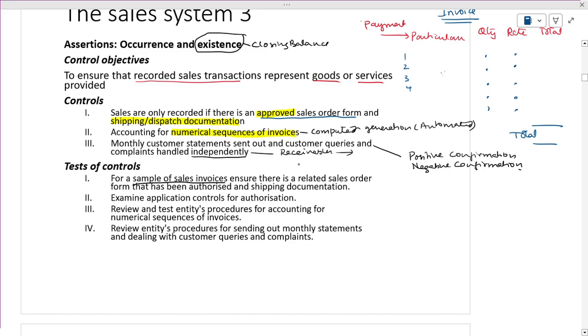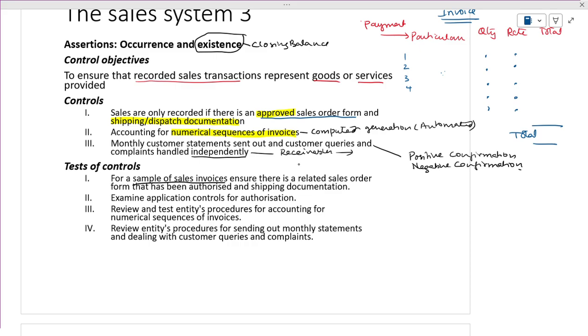See what is happening. I am sending you a message. I am your client. You are sending me a message saying that 15,000 is due from me. I will not reply. If I am not replying, it means I am agreeing with your amount. If I reply, I will reply when I don't agree, and I will get back to you and say that no, this amount is there, this amount is not there. Is it positive confirmation and negative confirmation?